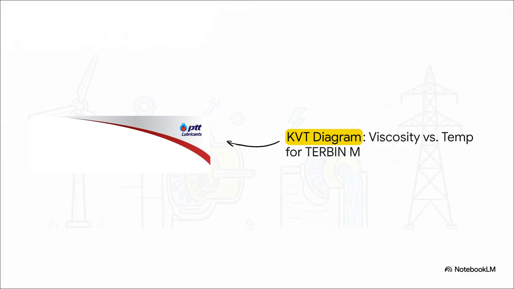Now, what's really interesting about this slide is the KVT diagram, kinematic viscosity versus temperature, showing the performance curves for two grades of Turbine M. Notice how, as the temperature rises to extreme levels well over 100 degrees Celsius, the oil's viscosity elegantly smooths out rather than breaking down completely. It maintains a perfectly stable, protective film. This visually proves the oil's incredible stability across a massive range of totally punishing operational temperatures.